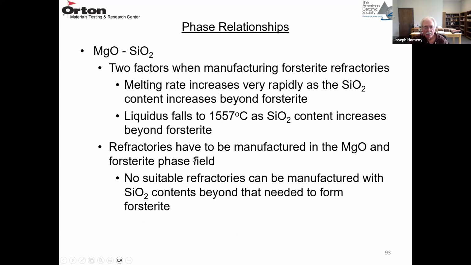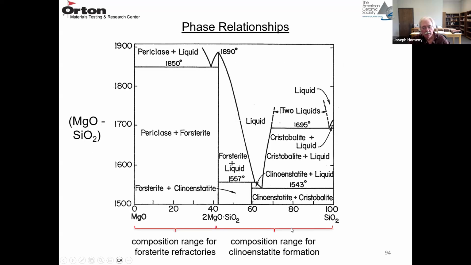So the exact same situation exists as for a chrome magnesite refractory. If you want to make a usable phosphorite refractory, you have to add MgO. So no suitable refractories can be manufactured with SiO2 contents beyond that needed to form phosphorite. So all your phosphorite refractories have to be in this region to the left of phosphorite. If you're to the right, you're not going to make high temperature refractories there.